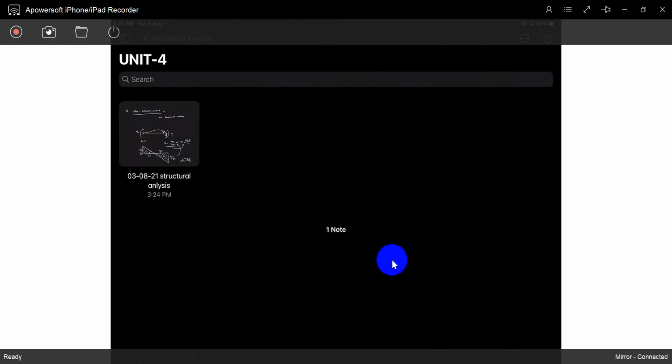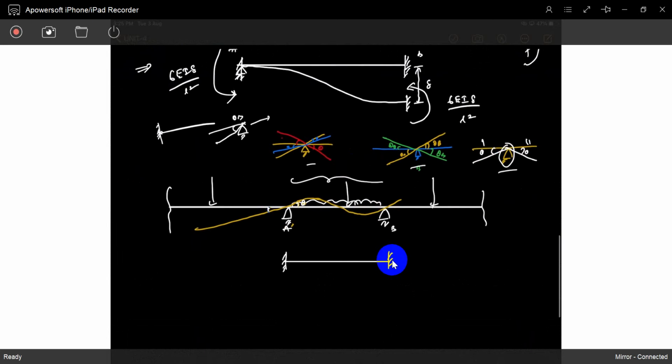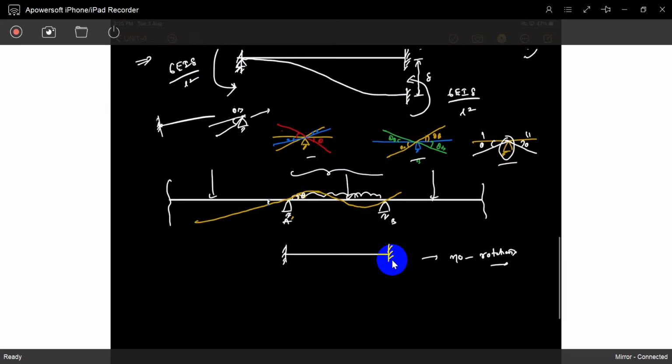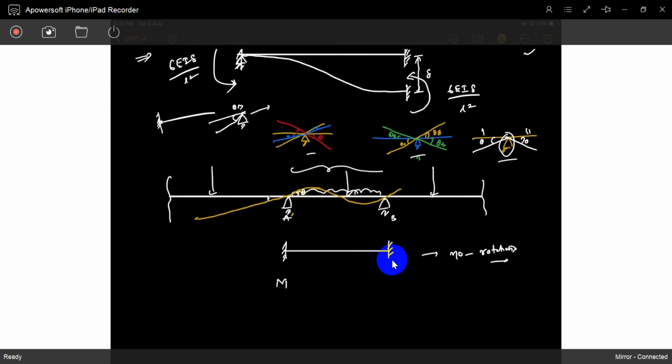See it. So I have taken both ends as having no rotation. Sir, it has a rotation. I will explain. Okay, no rotation. That means it has some M_AB and it has some M_BA.